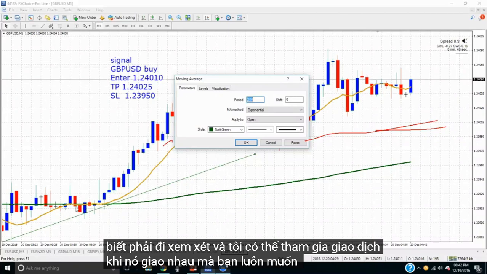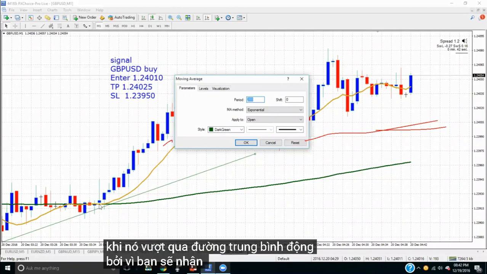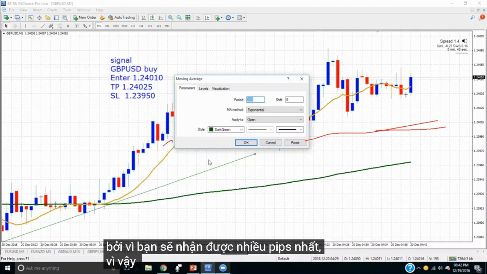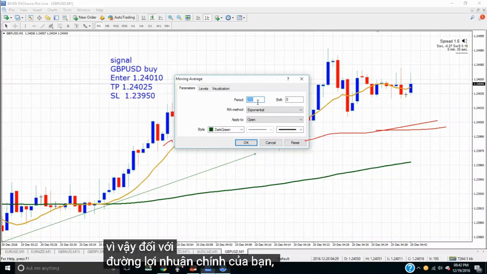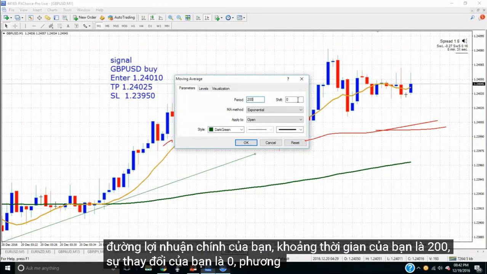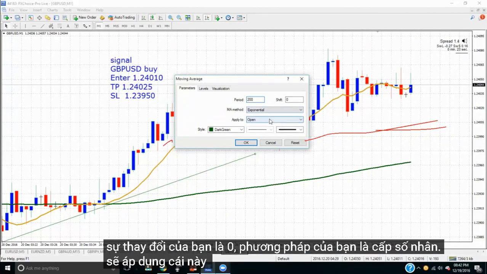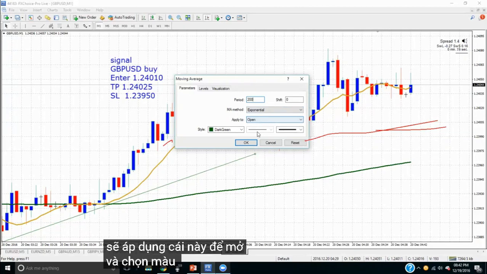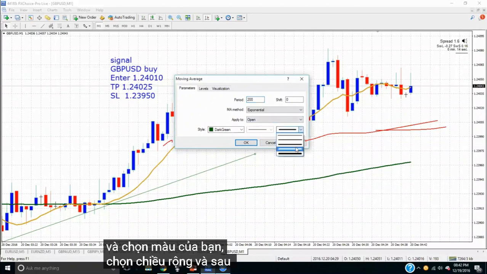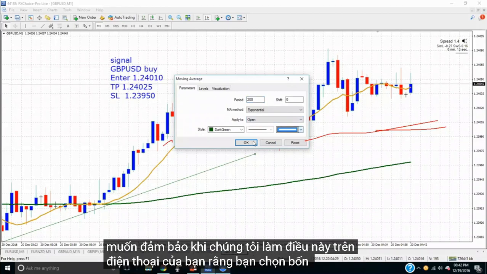You always want to get in. The best time to get into a trade is when it crosses the moving average, because you're going to get the most pips. Okay, so for your major profit line, your period is 200. Your shift is 0. Your method is exponential. We're going to apply this one to open, and choose your color. Choose the width. And then also you want to make sure when we do this on your phone that you choose 4 pixels.